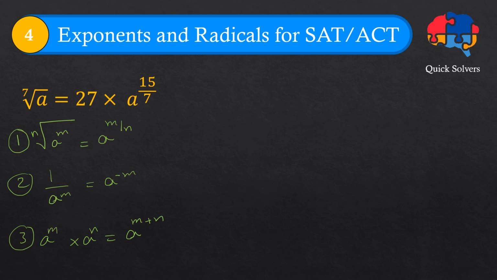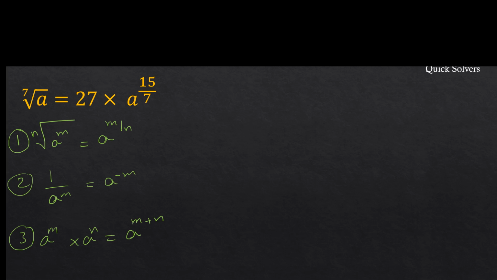So let's start by applying the first rule. Here we have the seventh root of a. So if I apply this first rule, I can write this as a to the power of 1 over 7. All right. And so by applying the first rule, we can write this as a to the power of 1 over 7 equals 27 times a to the power of 15 over 7.